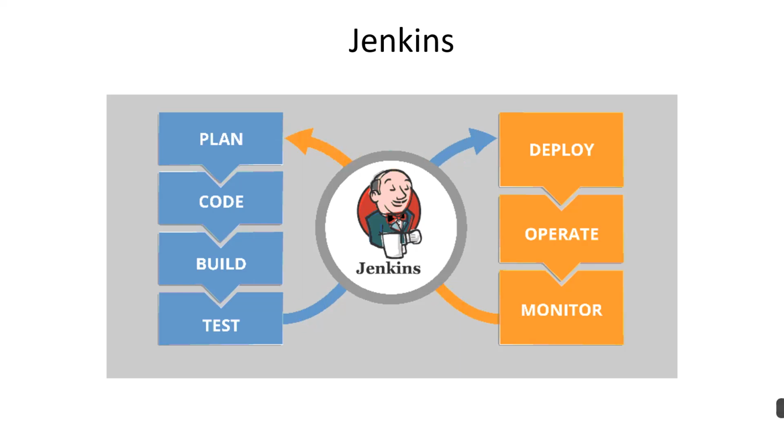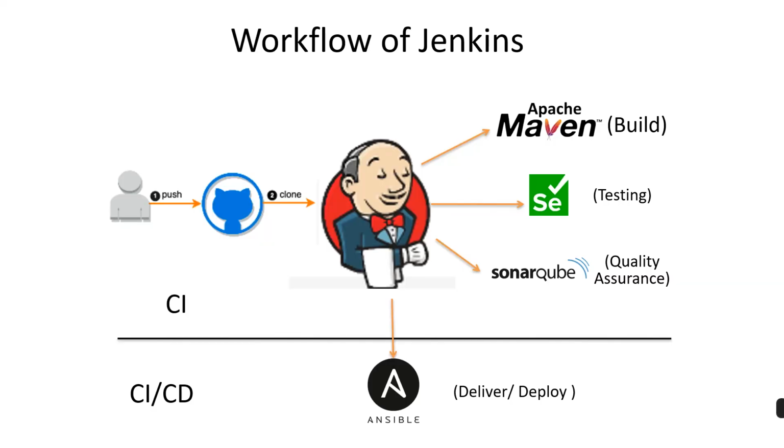Here Jenkins is integrated with all the DevOps processes. Suppose we have a plan, then we write the code, and this code will be built, and after build it's tested, after test it's deployed, and then operation and monitoring of our application. We can see that at every step Jenkins helps to integrate with all the tools, right? Then go for next, the workflow of Jenkins, how Jenkins works.